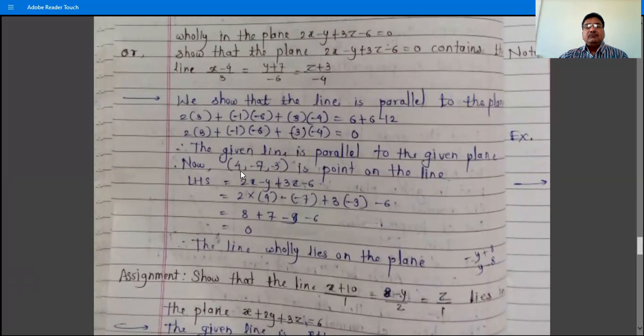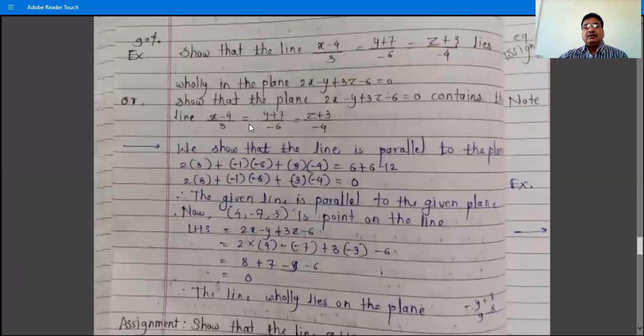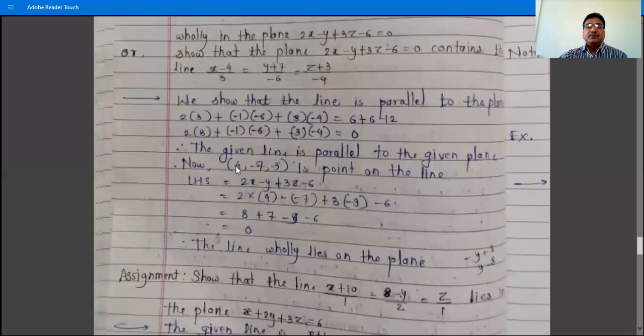Now, if we find a point on the line, what is the point on the line? 4, minus 7, minus 3 is the point on the line. The equation of the line is given in the symmetrical form, x minus x1, y minus y1, z minus z1, where x1, y1, z1 is a point on the line. So 4, minus 7, minus 3 is a point on the line.